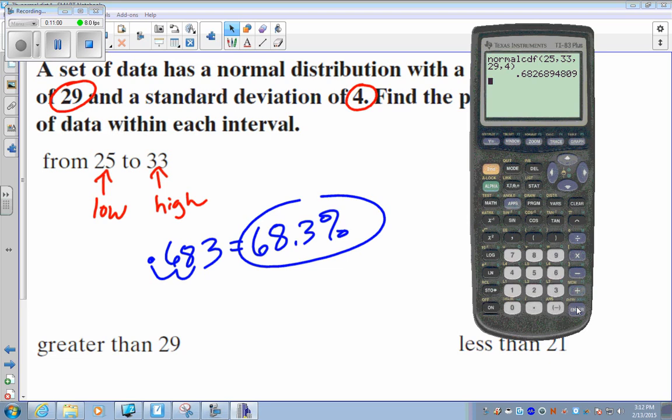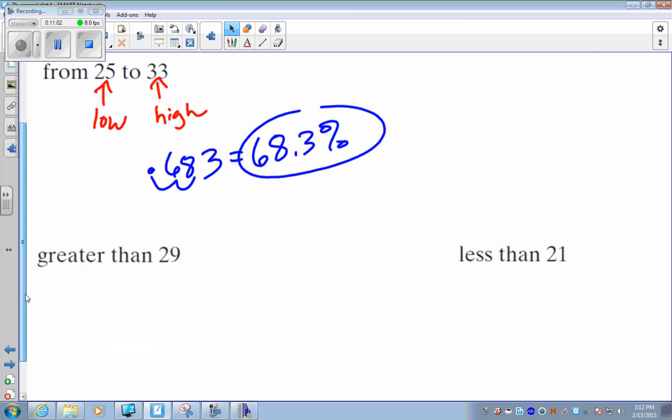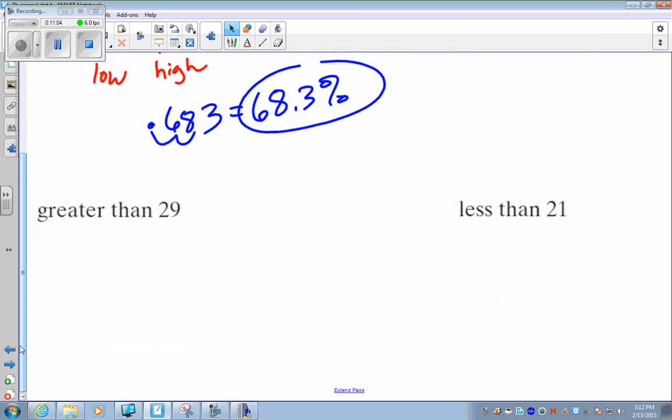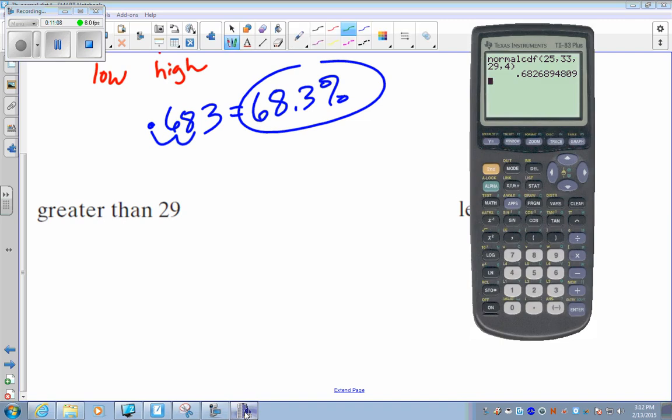I'm going to do greater than 29. So in this case, greater than 29. If you're looking at a number line, 29 is going to be the lowest number. What's the greatest number? Well, there isn't one. So we're going to say high. To trick the calculator, we're going to put in a lot of 9s. That's a really high number.